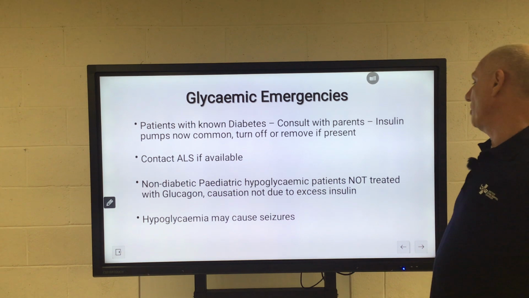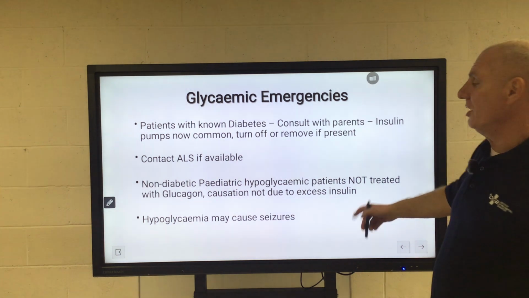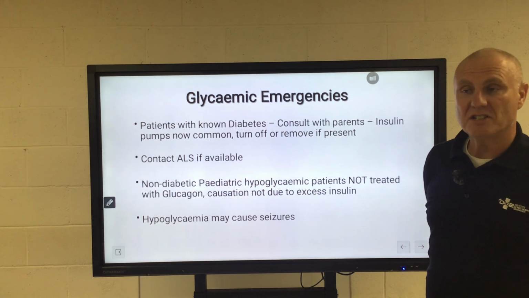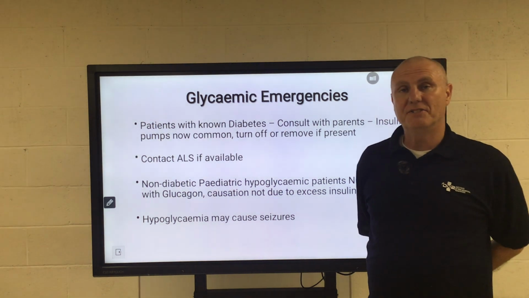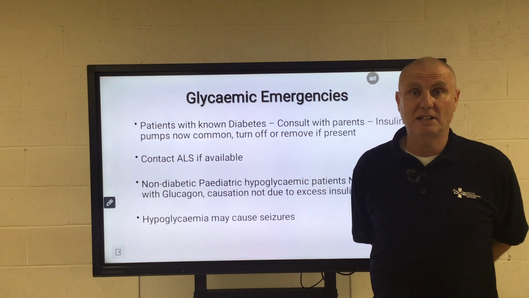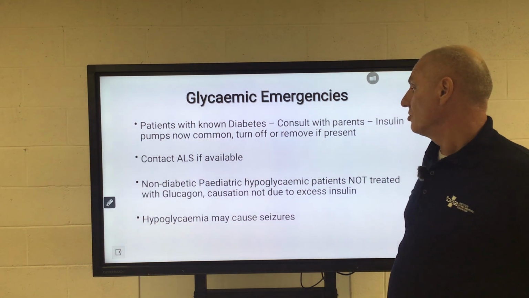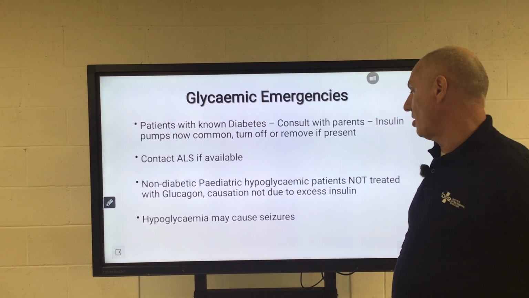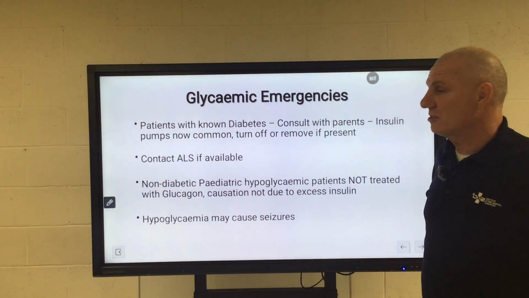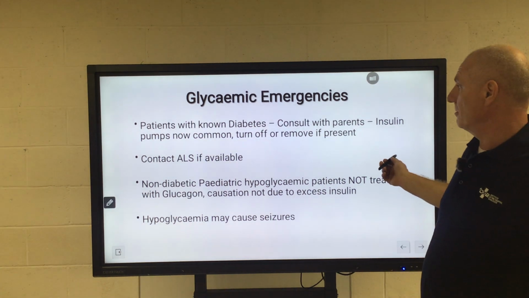Non-diabetic pediatric hypoglycemic patients are not treated with glucagon as per the CPG. So if they're hypoglycemic and they have low sugars and they are not diabetic patients, then they do not get glucagon. Hypoglycemia can be caused by plenty of other things, and hypoglycemia can also induce seizures. So we need to be mindful of this.